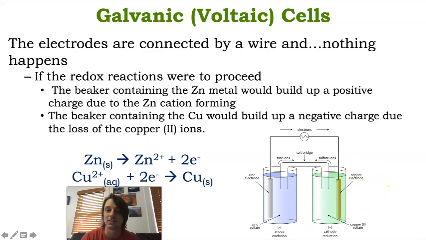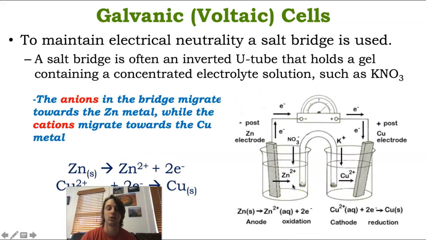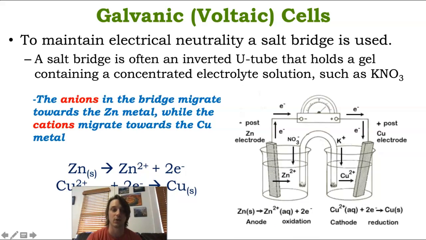Because I don't want these solutions to build up a positive and negative charge, I need to have a salt bridge that contains ions that can keep these solutions neutral. So when I'm losing positive ions or gaining positive ions, I have negative ions or positive ions neutralizing those solutions so that I don't have this buildup of excess charge. And we'll look at that in more detail as we go on.